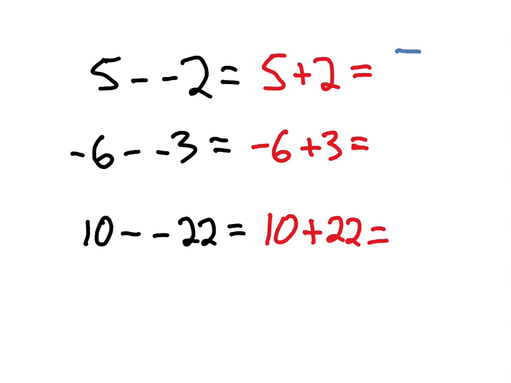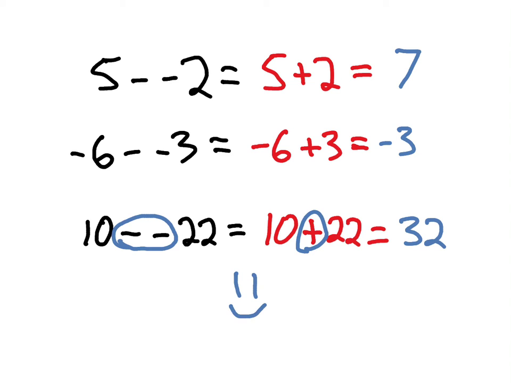5 plus 2 is 7, which means 5 minus negative 2 is 7. Negative 6 minus negative 3 is the same thing as negative 6 plus 3. And negative 6 plus 3 is negative 3. Then we have 10 minus negative 22. Remember, I combine the minus and the negative, and it gives me a plus. And I get 10 plus 22, which gives me 32. And now we're all happy. Yay.